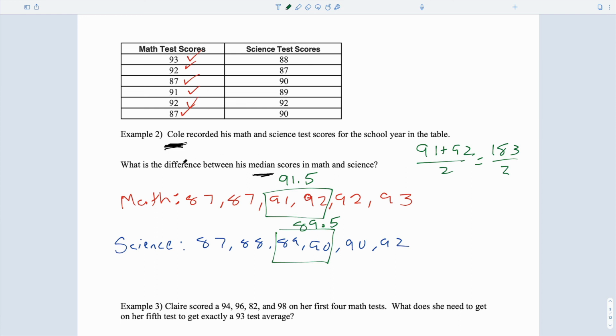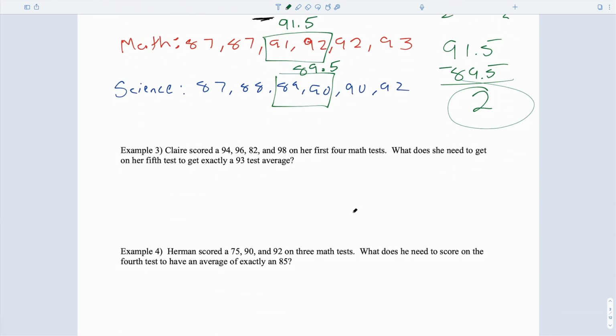Okay, well, we want to know the difference between their scores. Tanner, what's the difference between those two numbers? You can maybe do that one mentally. 2. I'm smart. It is 2. So the difference is 2.